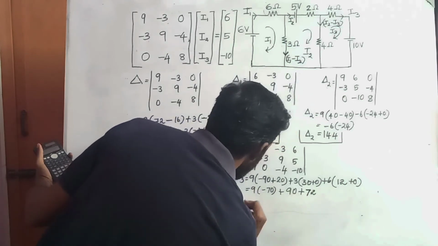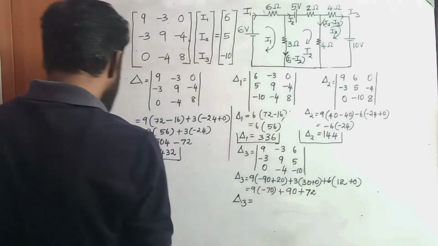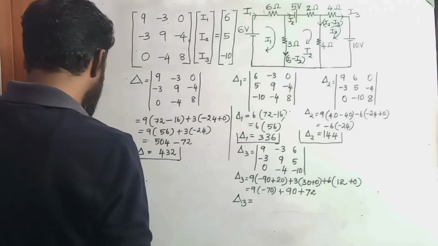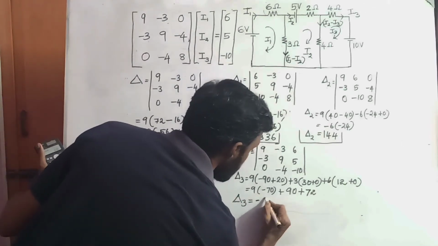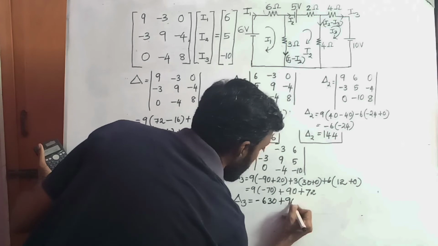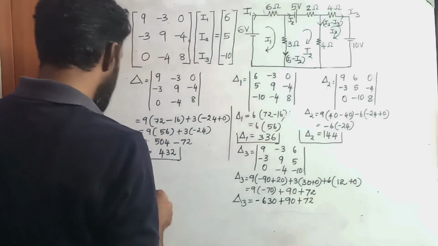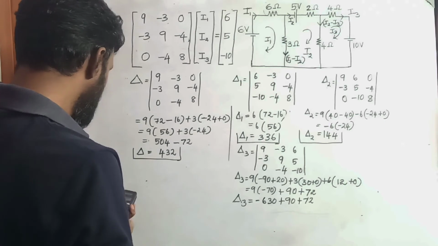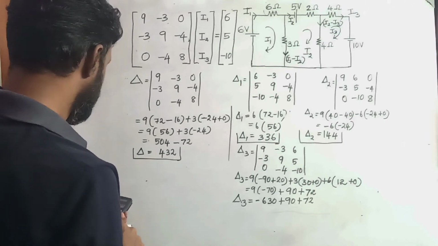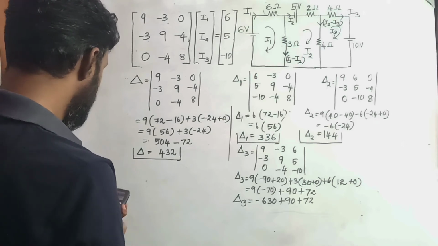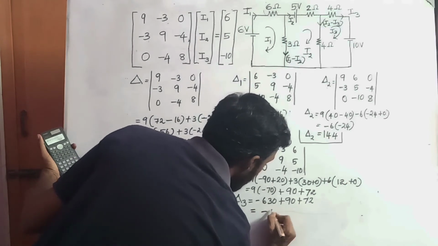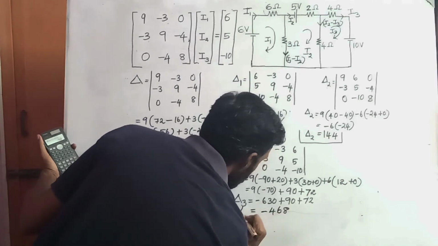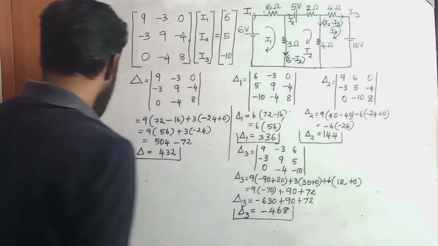So the delta 3 value will be 70 into 9, which is minus 630, plus 90 plus 72. 90 plus 72 minus 630 equals minus 468. So the delta 3 value is minus 468.